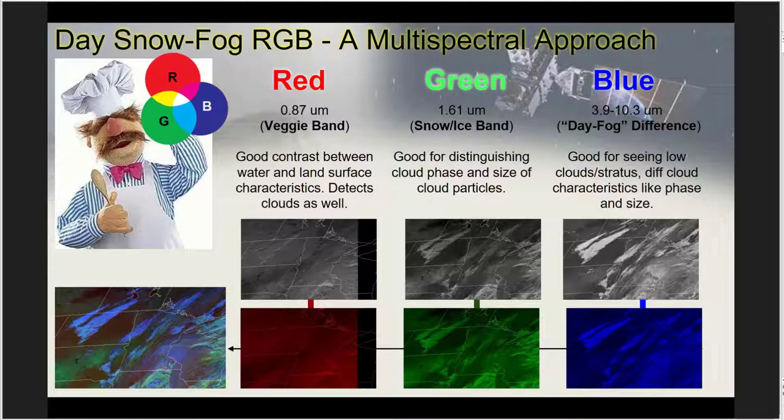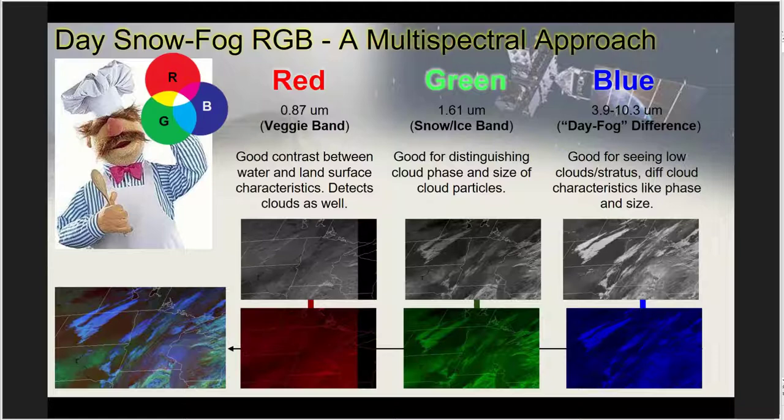So here in the office, we've found that using the day snow fog RGB has been the best way to see these blowing snow signatures. We'll break that down into its three components. Using the Veggie band in the red channel, we're able to see good contrast between the water and land surface characteristics, and it also detects clouds as well. It's like that visible imagery that we're also used to seeing.